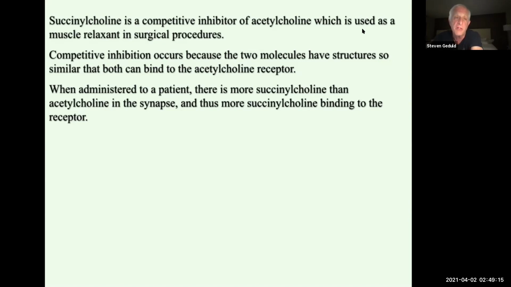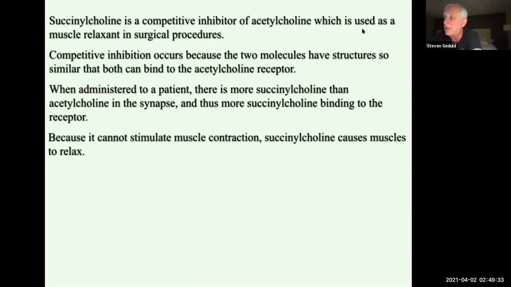Now, you have to understand too, when you're using this, succinylcholine paralyzes your patient, but it does not have any analgesic properties. The patient can still feel everything you do. They just can't move. And there've been several horror movies based upon that fact.